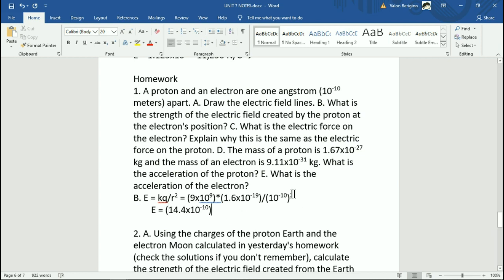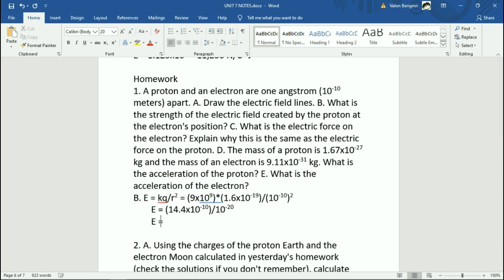And then we are dividing by 10 to the negative 10 squared, which is going to be 10 to the negative 20. So we have 10 to the negative 10 divided by 10 to the negative 20, so that becomes 10 to the positive 10. And so 14.4 times 10 to the 10. And then we got to move the decimal over, so this is actually 1.44 times 10 to the 11 newtons per coulomb. Okay, so that is the strength of the field created by the proton at the electron's position.